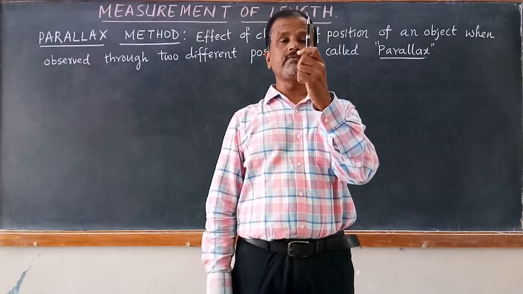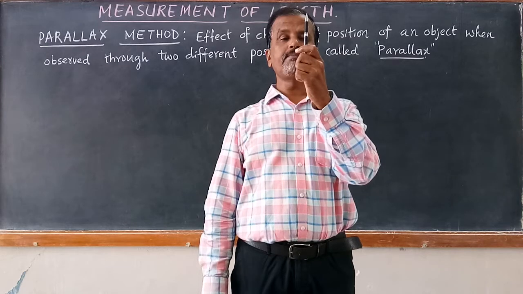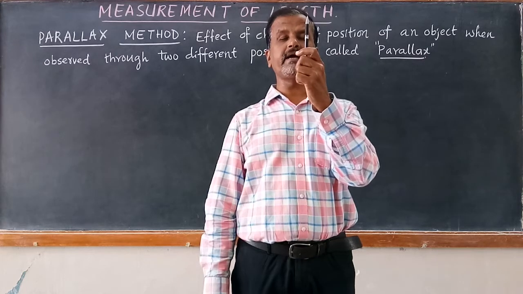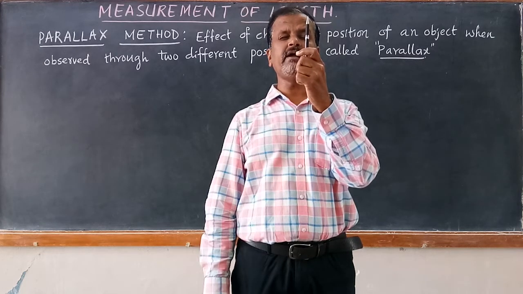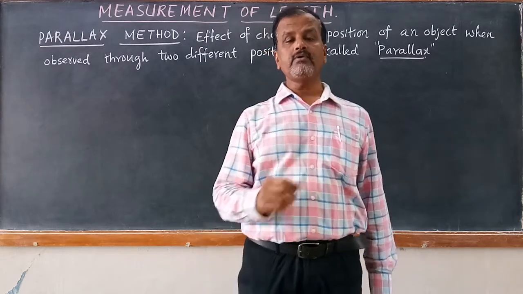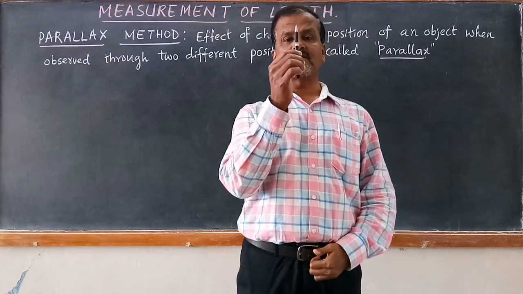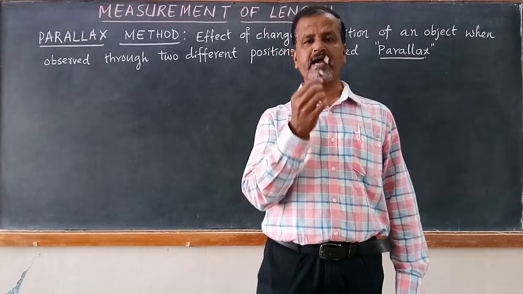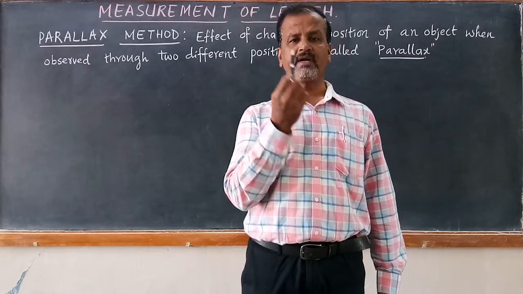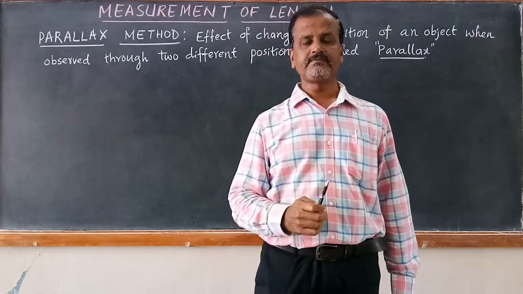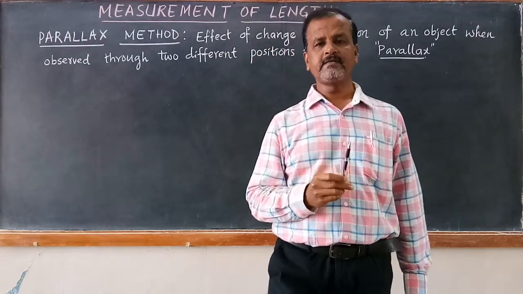If you observe, with the right eye the position is different, and with the left eye the position is different. If you observe alternately, closing the right eye and opening the left eye, and then closing the left eye and opening the right eye, you will see that the position of the pen appears to be shifting. Actually, it is not shifting. What is shifting? The position of the observation is shifting. Okay, I think you got the point.